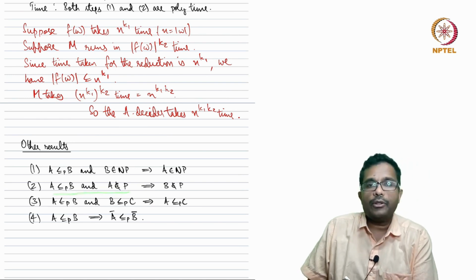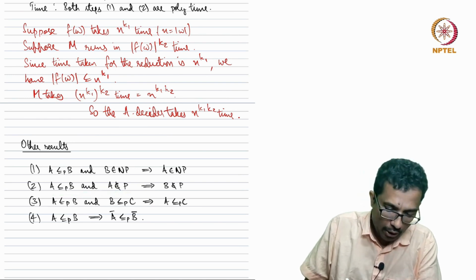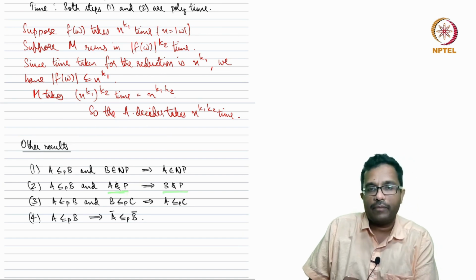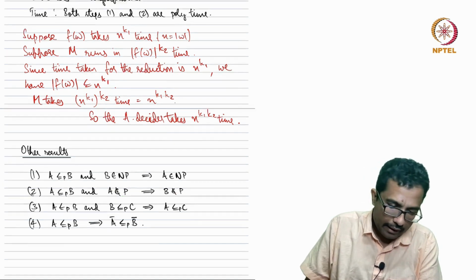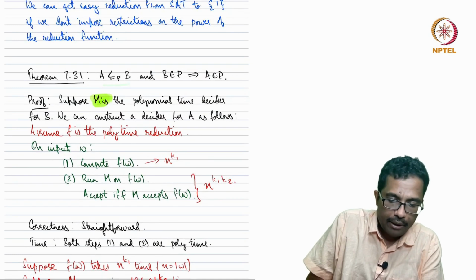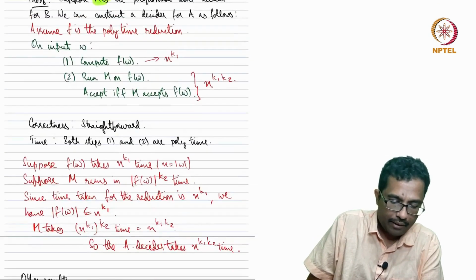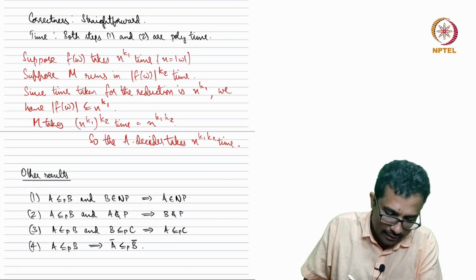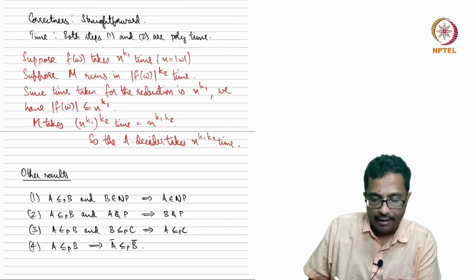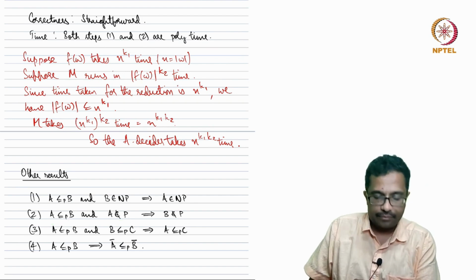So if A is reducible to B in polynomial time and A is not in P, that implies that B is not in P. Again, the analogous results were: if A was mapping reducible to B and B was decidable, A was decidable, and if A is mapping reducible to B and A is undecidable, then B is undecidable.